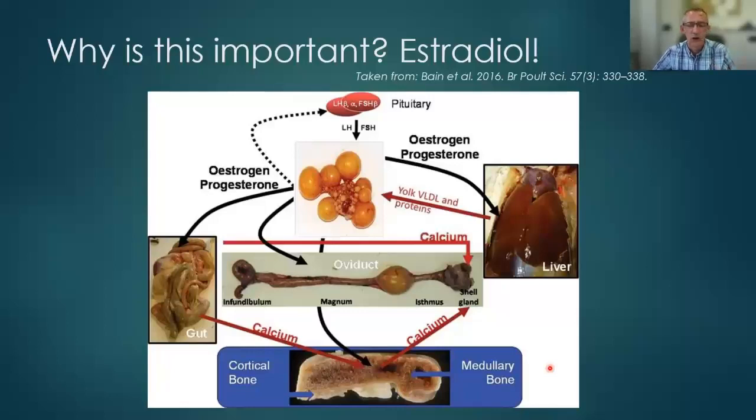Good for egg production, but depending on the timing of that happening, if it happens too early, you can see that the hen is going to switch toward egg production, and that could come at the detriment of the musculoskeletal system, and as well could come at a cost in terms of liver metabolism by pushing for the overproduction of yolk lipoproteins.